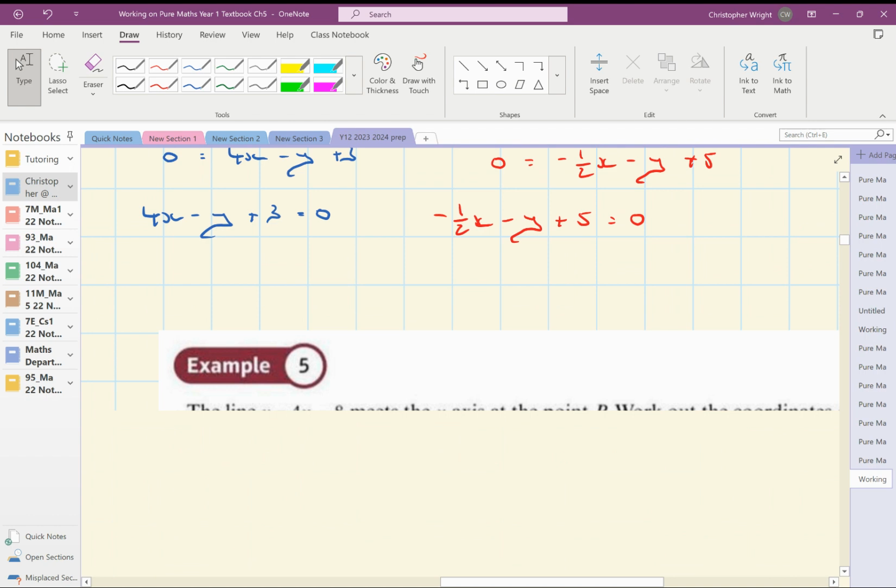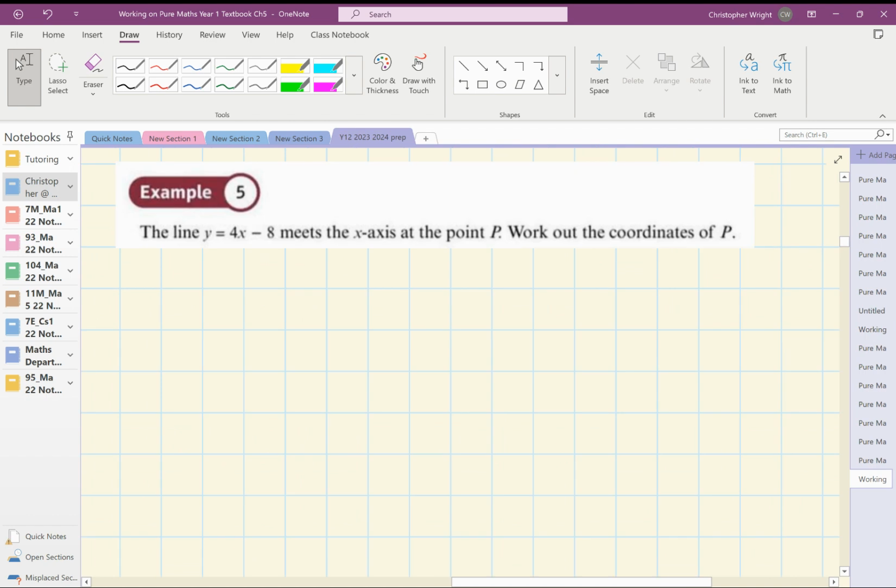Right, example 5. This line meets the x-axis at point P. Work out the coordinates of P. Well, I know that at P, if that's where it meets the x-axis, y must equal 0. So it's asking me to solve the equation, not y equals 4x minus 8, but 0 equals 4x minus 8. Find the x coordinate that gives me a y coordinate of 0.